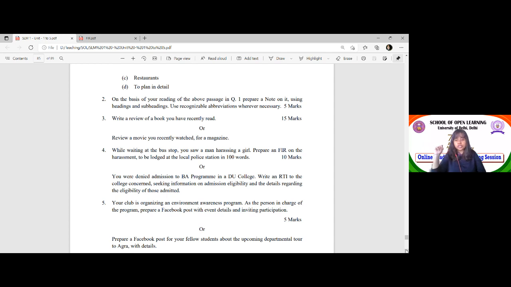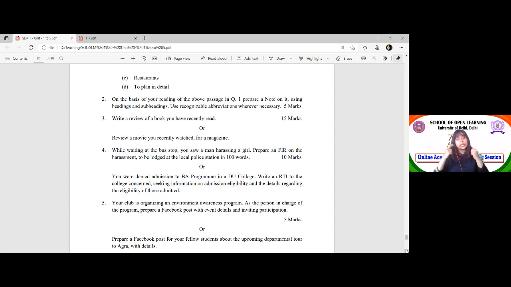Then look at the fourth question. While waiting at the bus stop, you saw a man harassing a girl. Prepare an FIR on the harassment to be lodged at the local police station in 100 words. So they've given you a word limit here. You know the format of the FIR, we just discussed it. You have to write an FIR keeping this topic in mind.